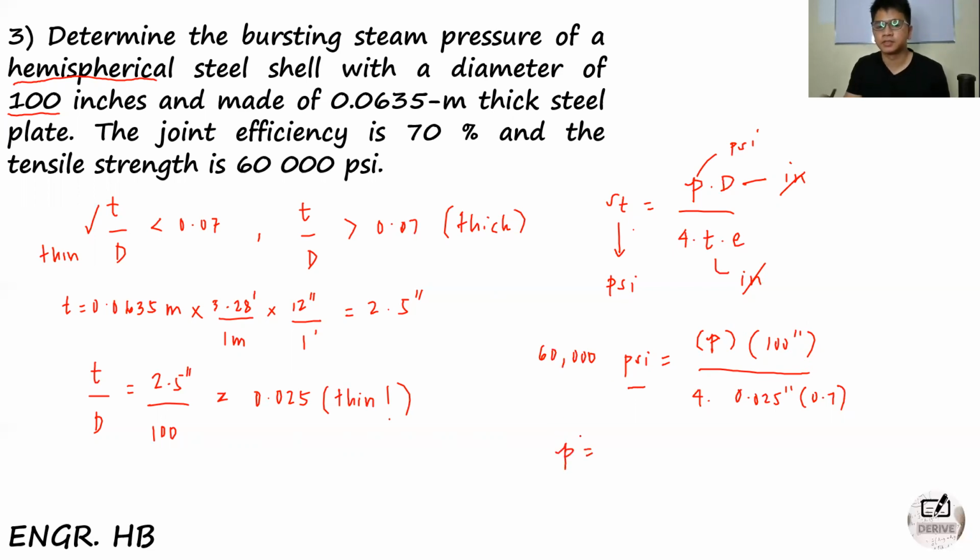So cross multiply: 60,000 times 4 times 0.025 times 0.7, divided by 100. That will do it. Okay, divide by 100. So we have 42 PSI. Is that right? 60,000, PD, 100 inches, 4 times thickness times 0.7.